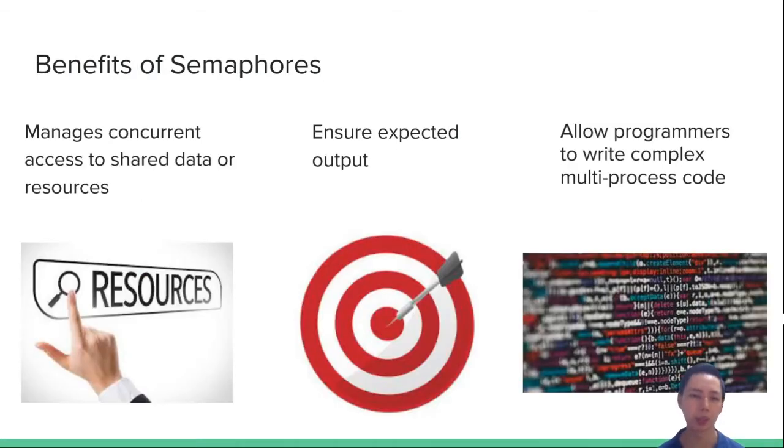So what are the benefits of semaphores or process coordination? The first benefit is that we manage concurrent access to shared data or resources. And because of this benefit, we get the second benefit, which is to ensure expected output, or data consistency. And lastly, process coordination allows programmers to write very complex multi-process code.